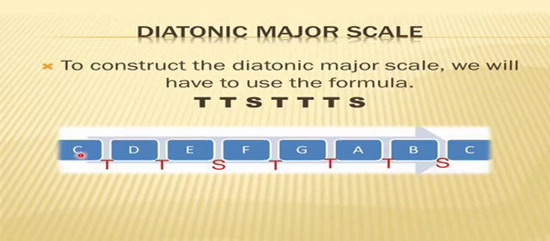A tone from C is D, a tone from D is E, a semitone from E is F, a tone from F is G, a tone from G is A, and a tone from A is B, while a semitone from B is C. That's how we construct the scale of C major. Alright.